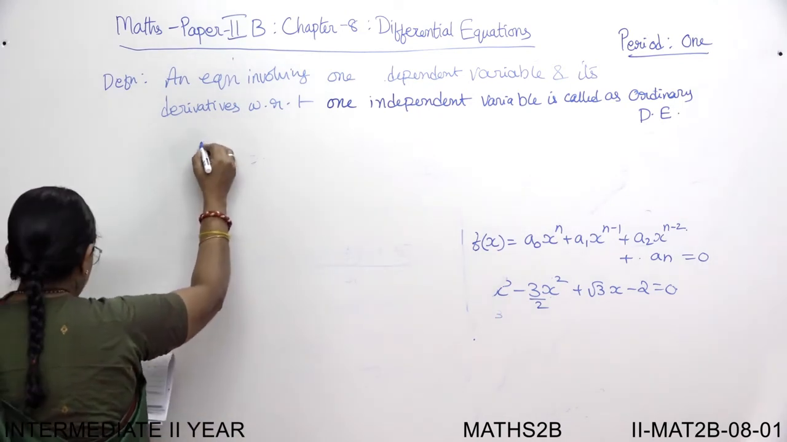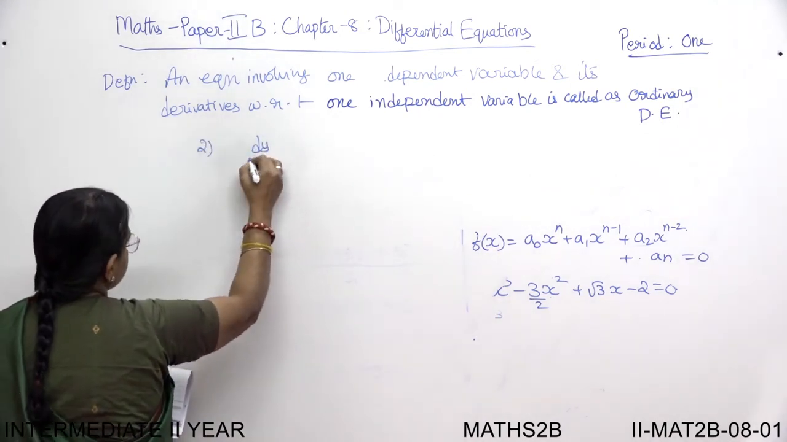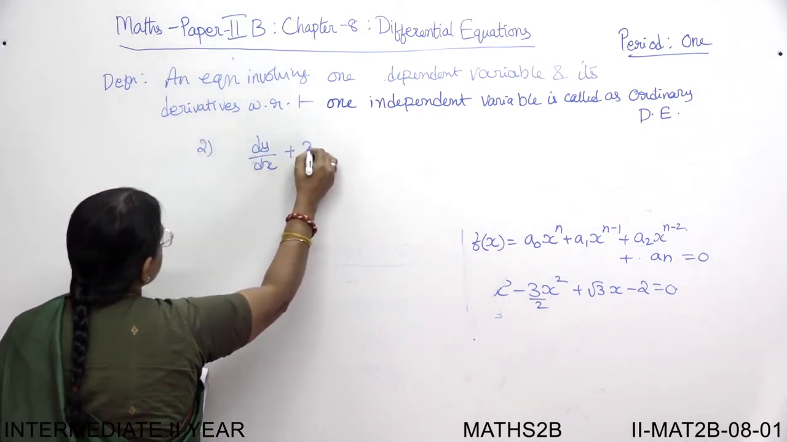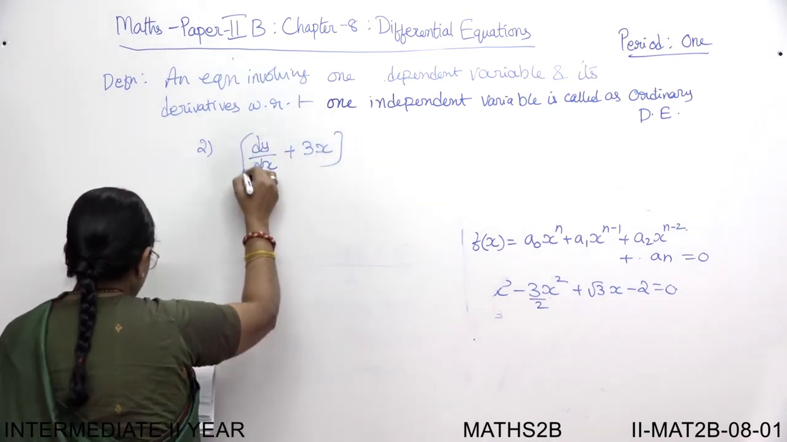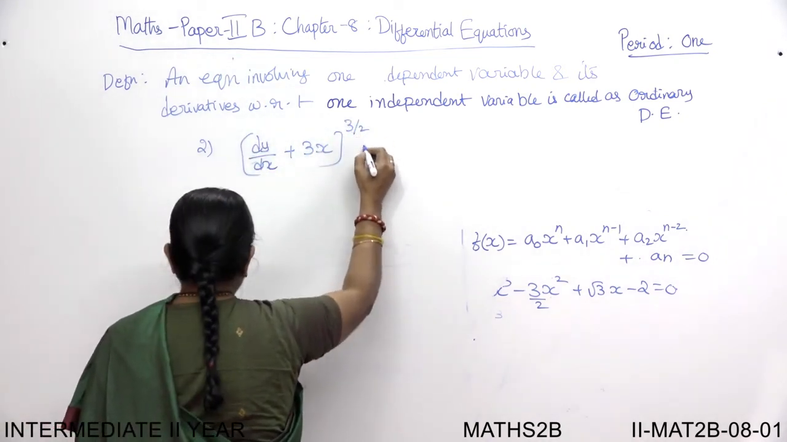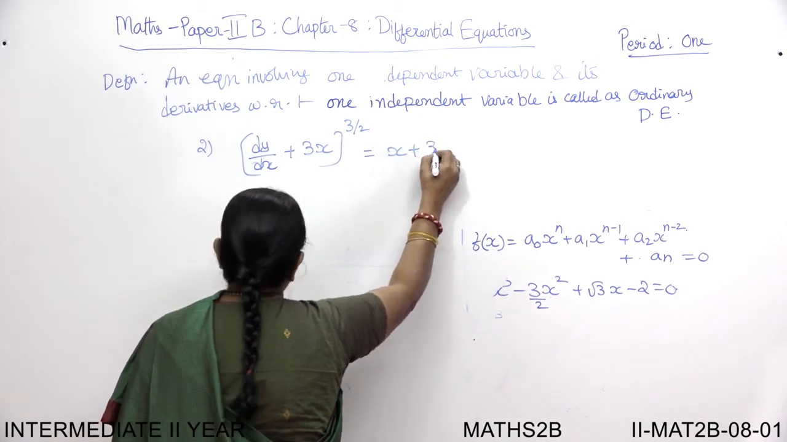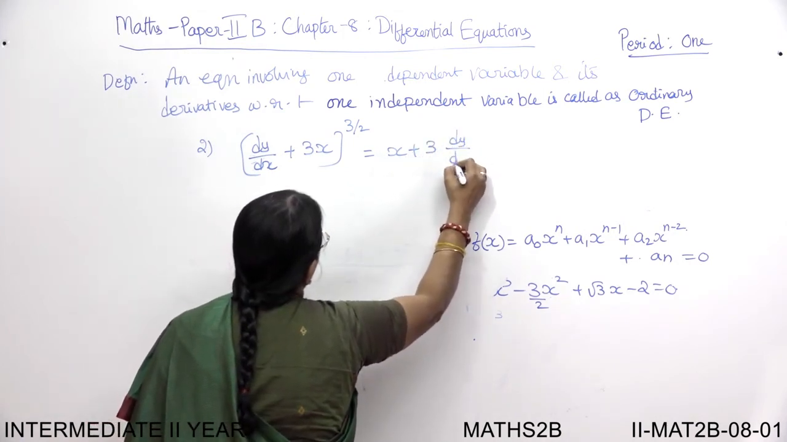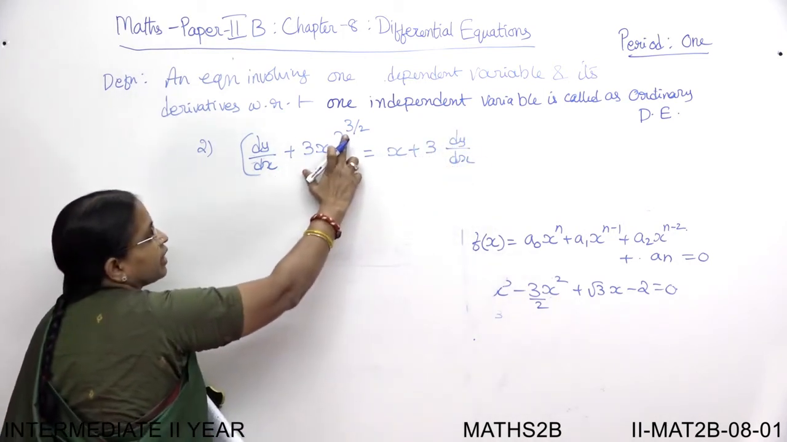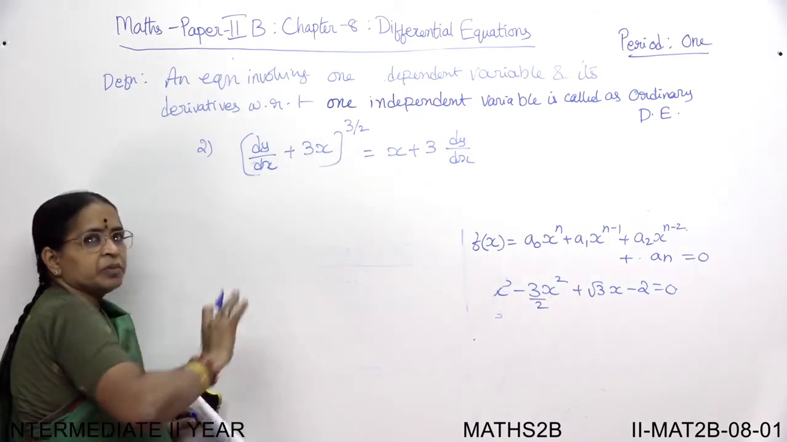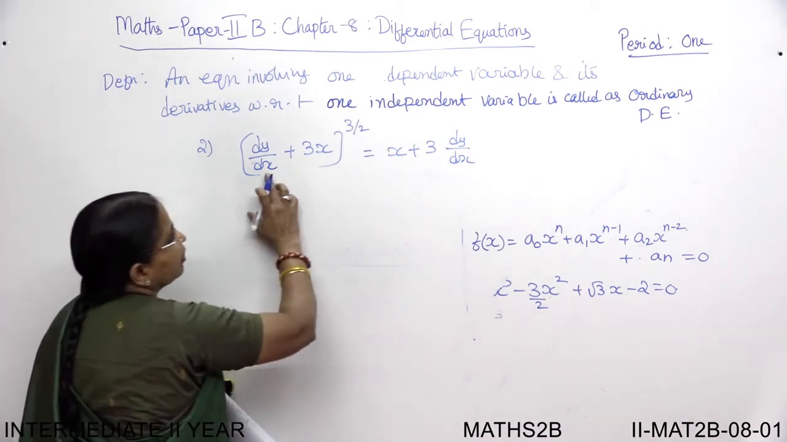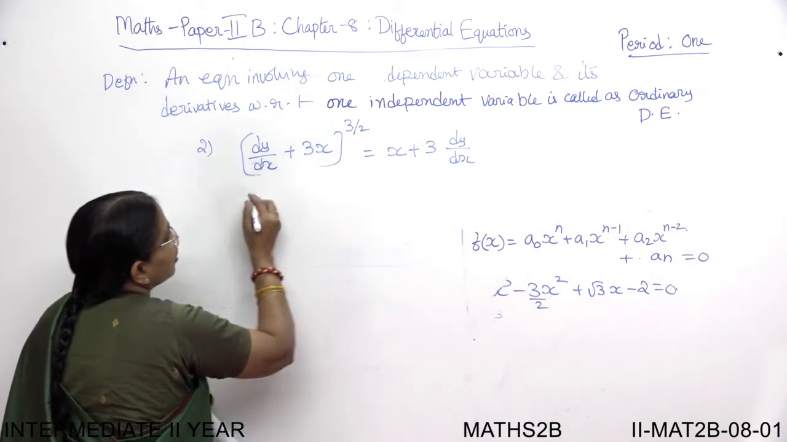Suppose I have the differential equation (dy/dx + 3x)^(3/2) = x + 3 dy/dx. Now see, you have a fractional power for this. So you must remove the fractional power. So what will you do? You will square on both sides.